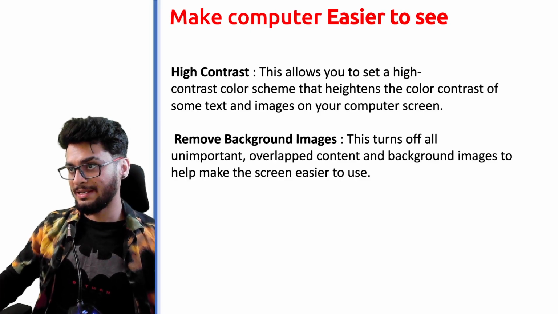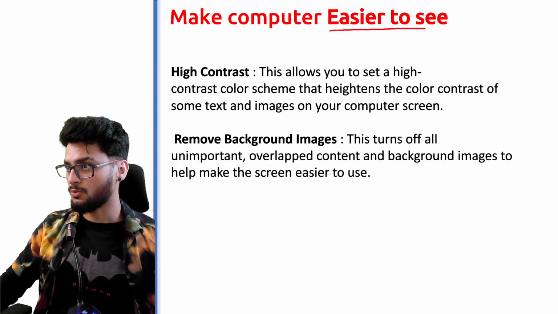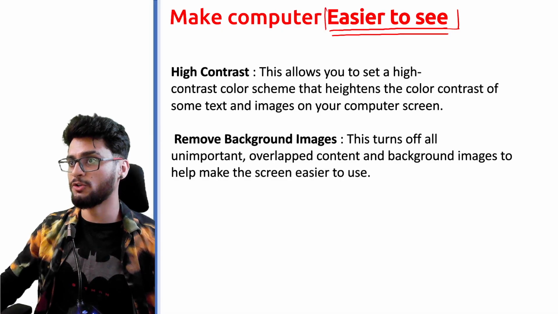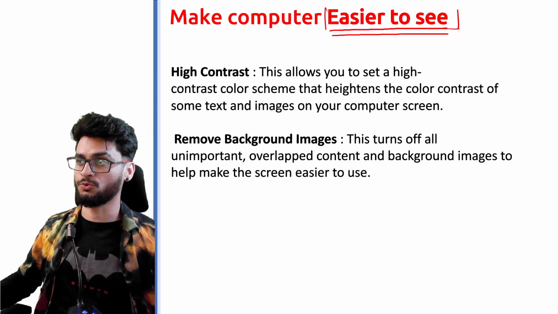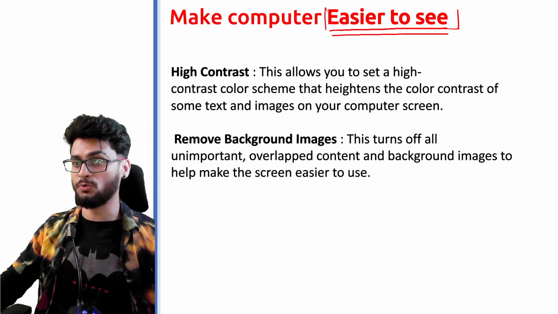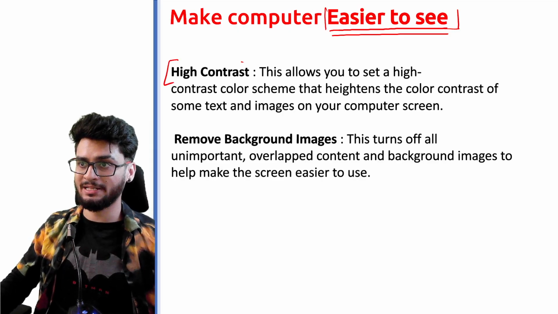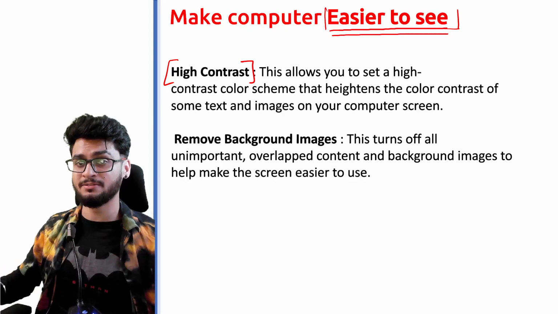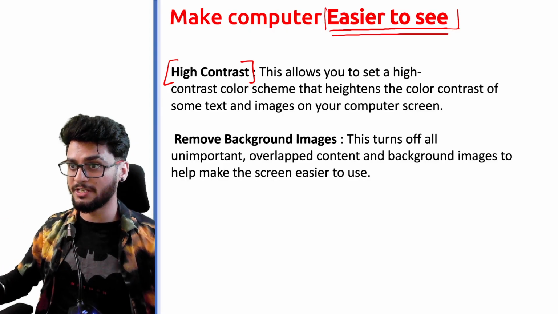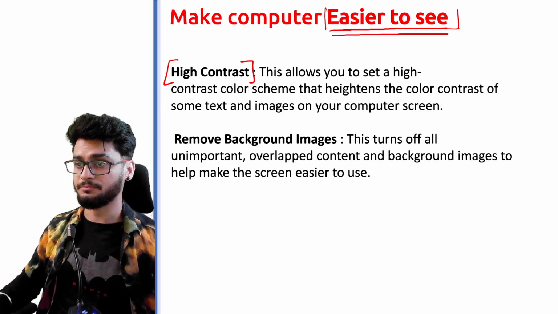So let's talk about various disabilities and how accessibility options make it easier to use them. So first of all is related to eyes. High contrast हम लोगों ने देखा आपकी स्क्रीन पे चीज़ें ब्राइट हो जाती है. The contrast is increased so that you're able to see them properly.